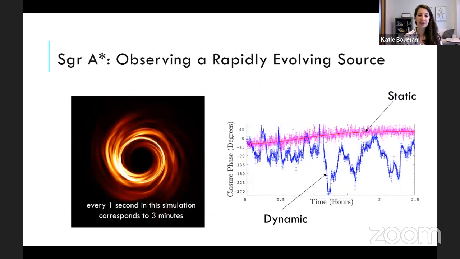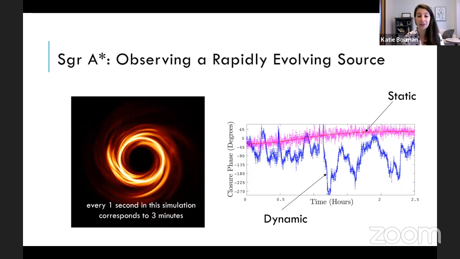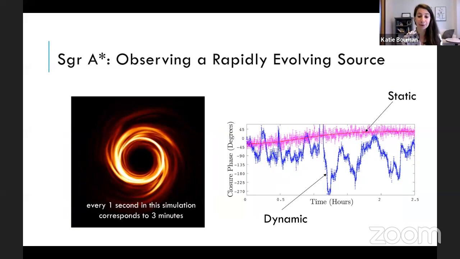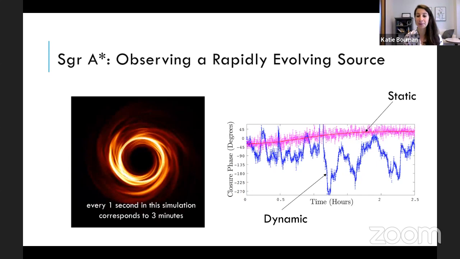And that's because the data we collect from a dynamic black hole that's evolving over the course of just minutes is very different. So that's simulated in blue here. That's very different from how the data would look if the source were static, as shown in magenta. So how can we recover this evolution?